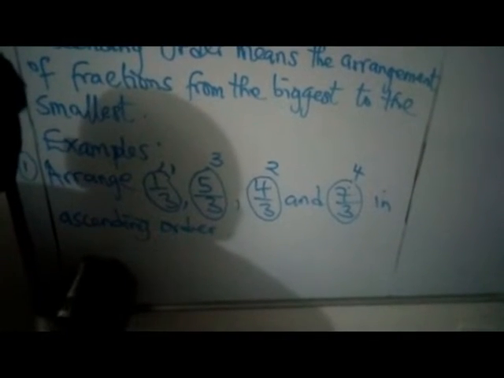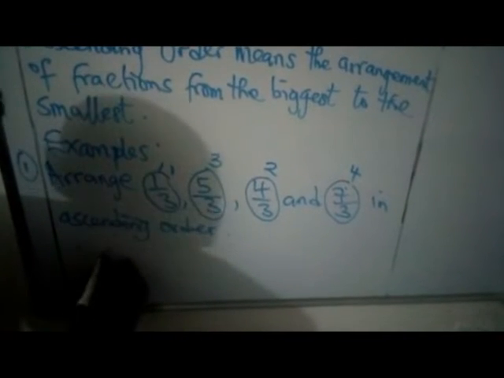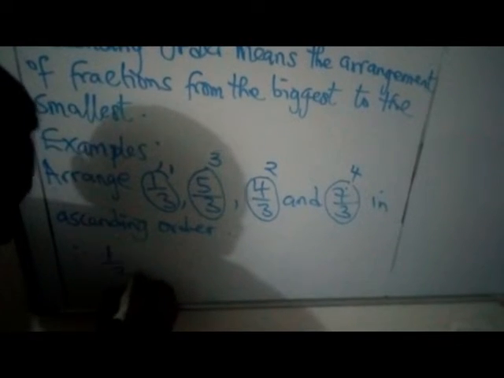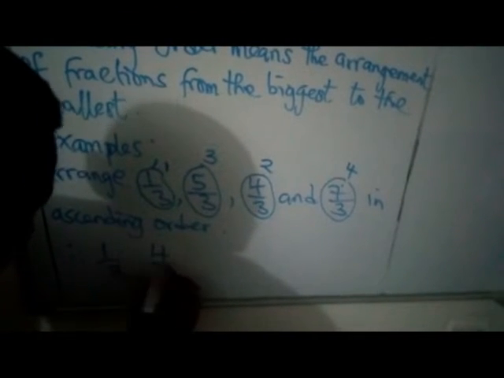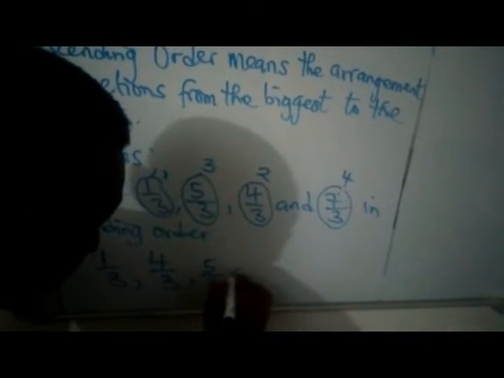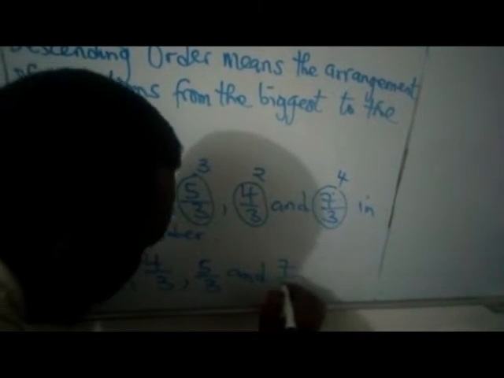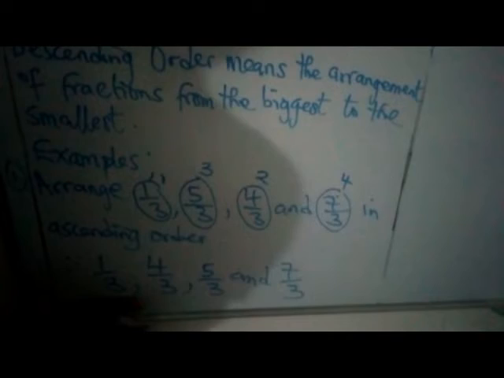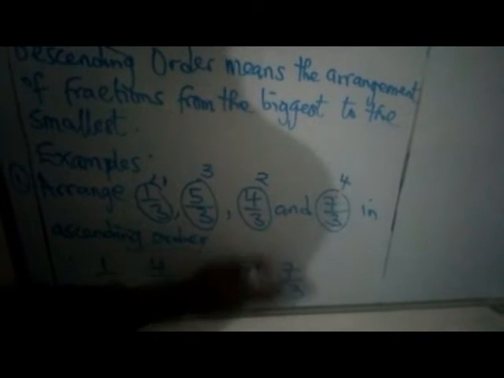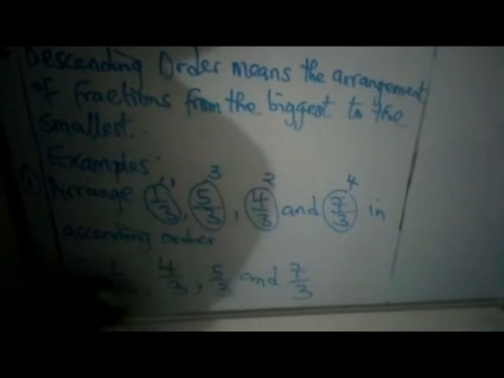You now say, therefore, to arrange in ascending order, the smallest numerator will be what? 1 over 3, comma, the next one is 4 over 3, the next one is 5 over 3, and 7 over 3. Now we have arranged our fractions in ascending order from the smallest to the biggest. It means 1 over 3 is smaller than 4 over 3, and 4 over 3 is smaller than 5 over 3, and 5 over 3 is smaller than 7 over 3.